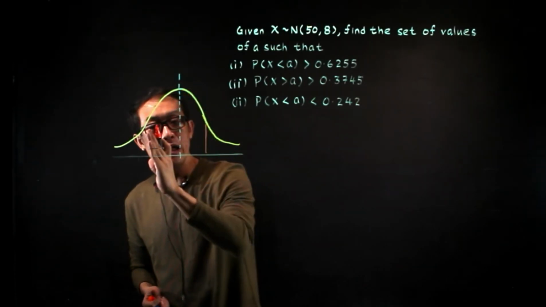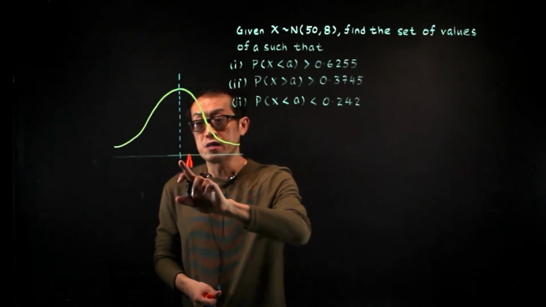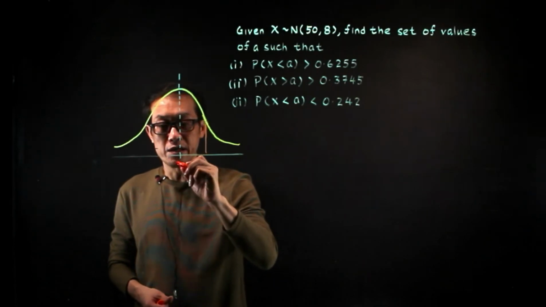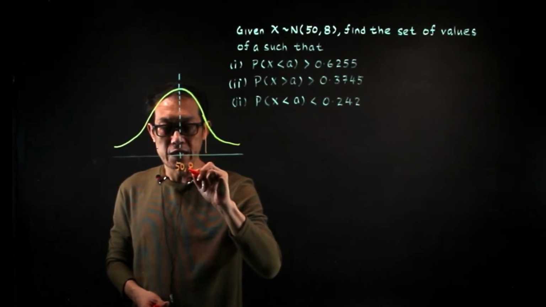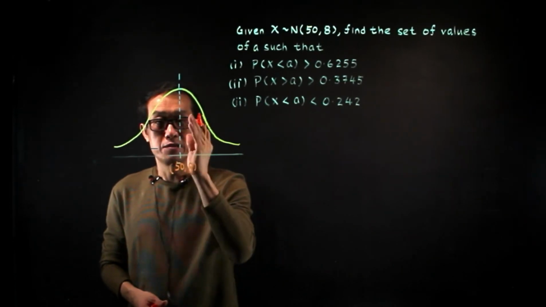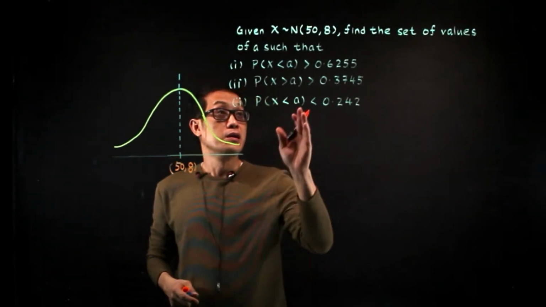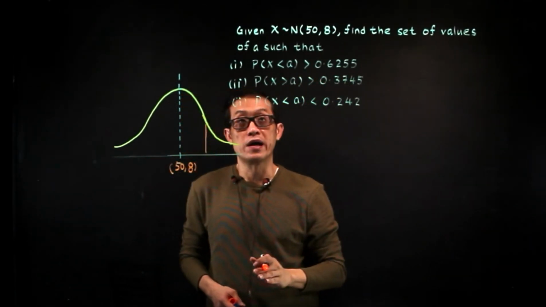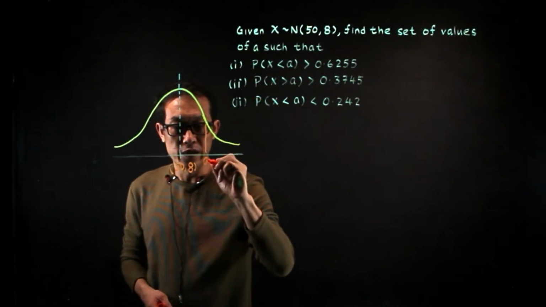Alright, A is smaller than... A is greater than 0.625. Because here, if it's smaller than the mean, the mean is 50. Let me write this down. Variance 8. If it's on the left hand side of 50, it will be 0.5. So you want it to be greater than 0.625. So A has to be over here.